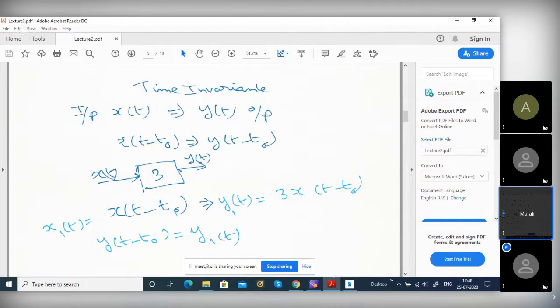So time invariance means if the input is x of t, the output is y of t. If the input is delayed by t naught, where t naught could be 1 millisecond, 2 milliseconds, or whatever it may be, the output also will be delayed, actually y of t minus t naught. This is not applicable for all systems. This is applicable if and only if the system is time invariant. If it is not time invariant, then it is not applicable.